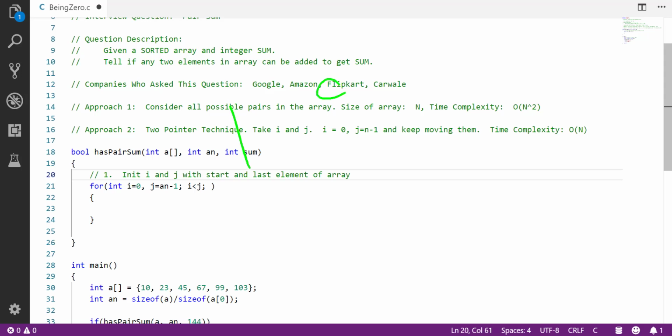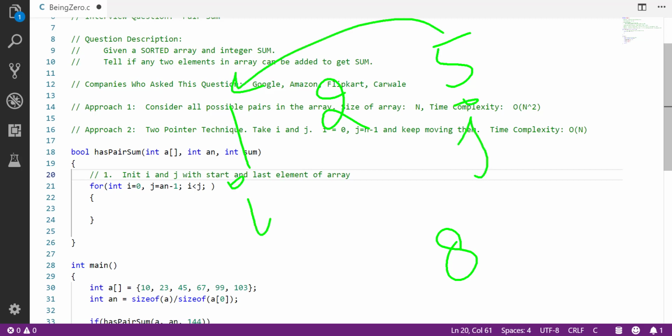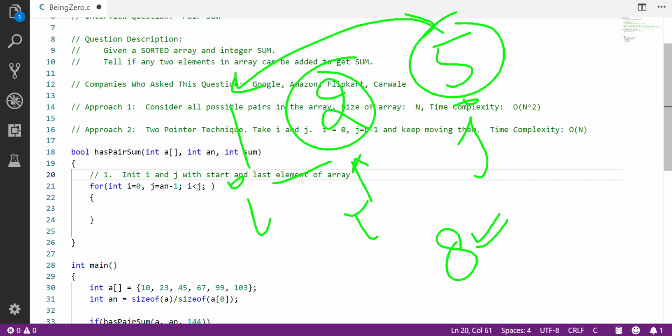Imagine if the array was 1 to 5 and we were looking for a sum of 8. i will be here, j will be here. The sum is 6 right now. So what we will do is move i forward. So i comes here. Now the sum of 5 and 2 is 7, still less than our value. So we will change our i to move here.